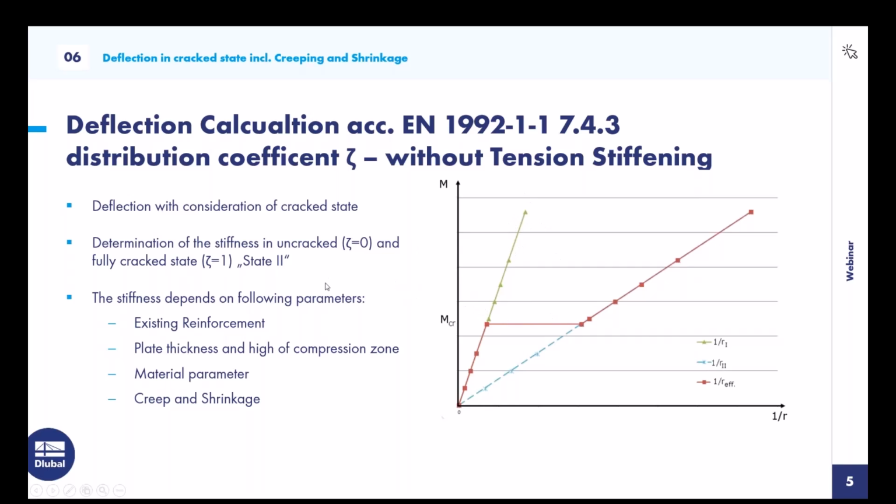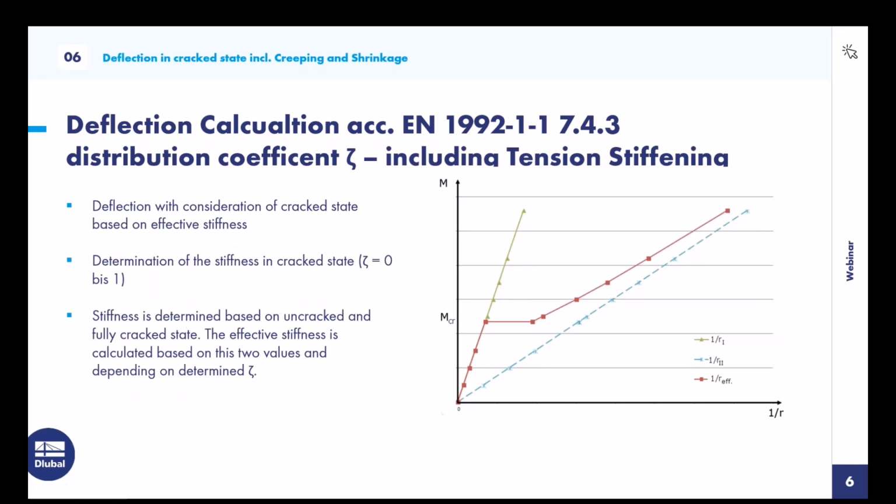The stiffness itself depends on different parameters like existing reinforcement. This is also the reason why I did here some, let's say, more accurate input for the existing reinforcement. It depends also on the plate thickness, also on the height of the compression zone, material parameters, and of course also creeping and shrinkage.